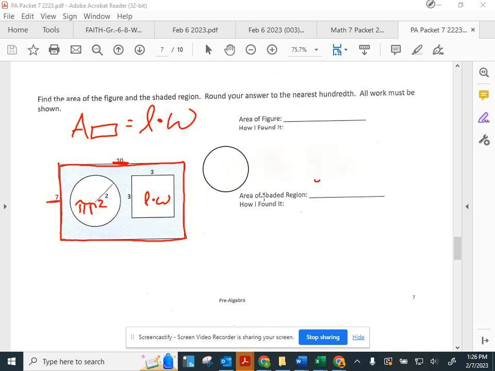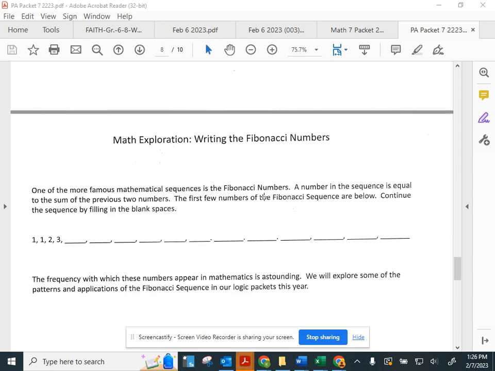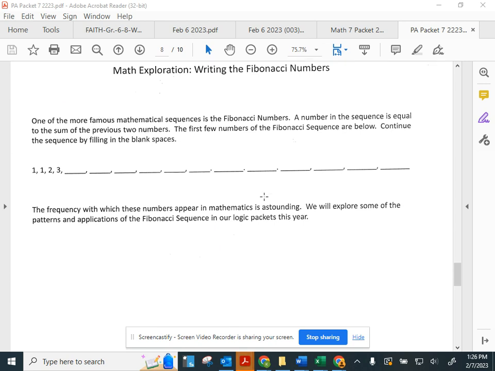Our next page is Fibonacci numbers. So with Fibonacci numbers, you add up the two numbers before to get your next number. So 1 plus nothing is 1. 1 plus 2 is 3. 2 plus 3 is 5. 3 plus 5 is 8. 5 plus 8 is 13. And you're going to continue that pattern till the end of the lines.